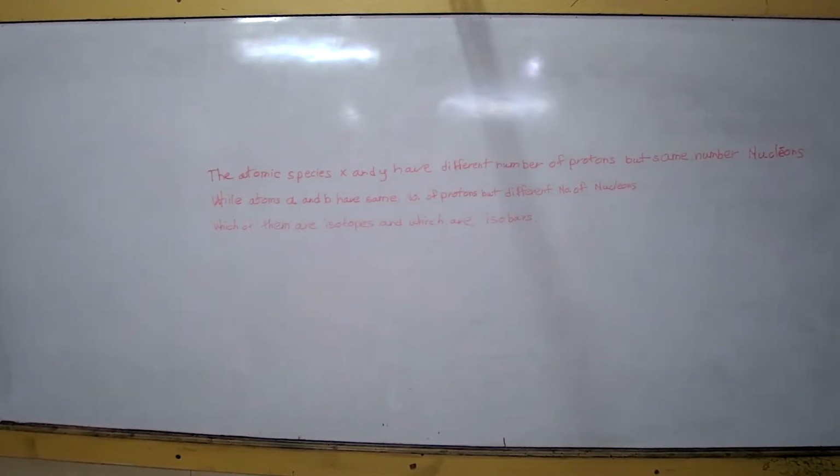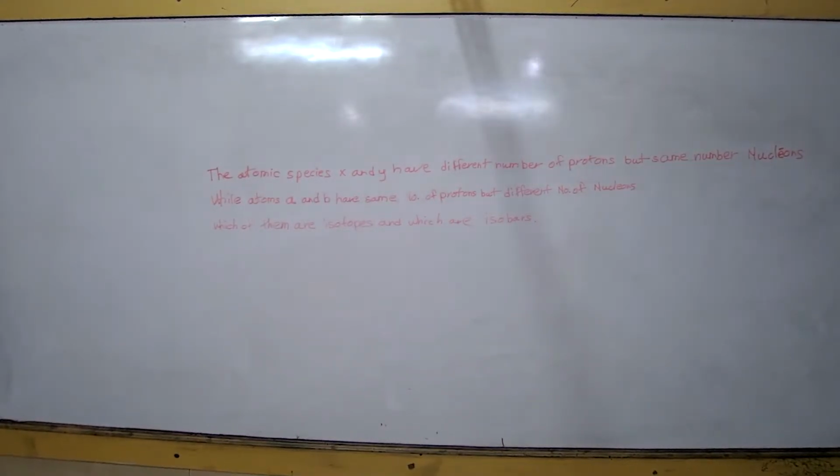Explain the following. The mass of an atom is concentrated inside the nucleus of the atom. Is it true or false and why? If you're saying it's false, tell me why. If you're saying it's true, tell me why.